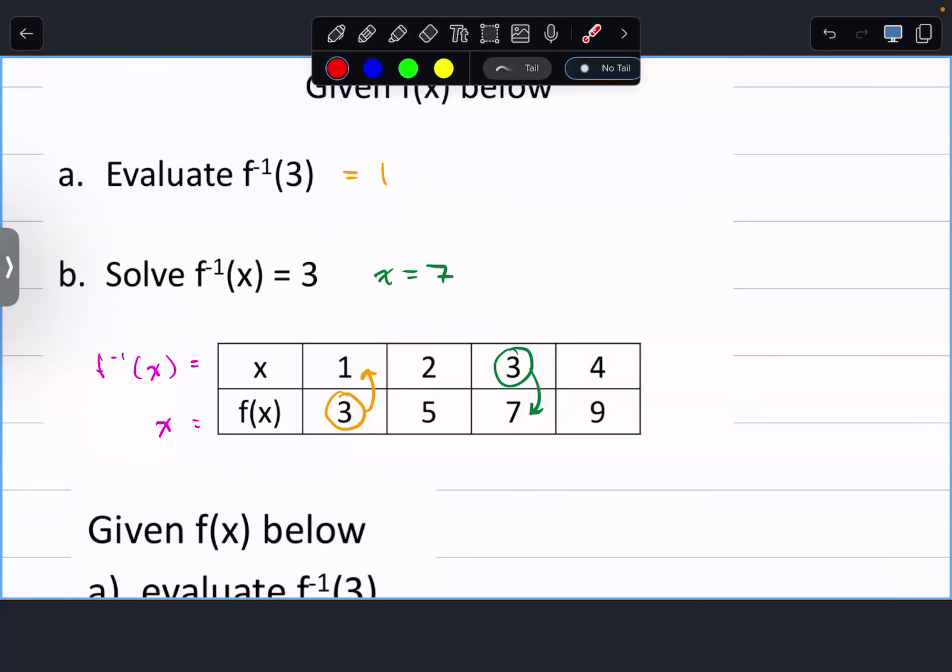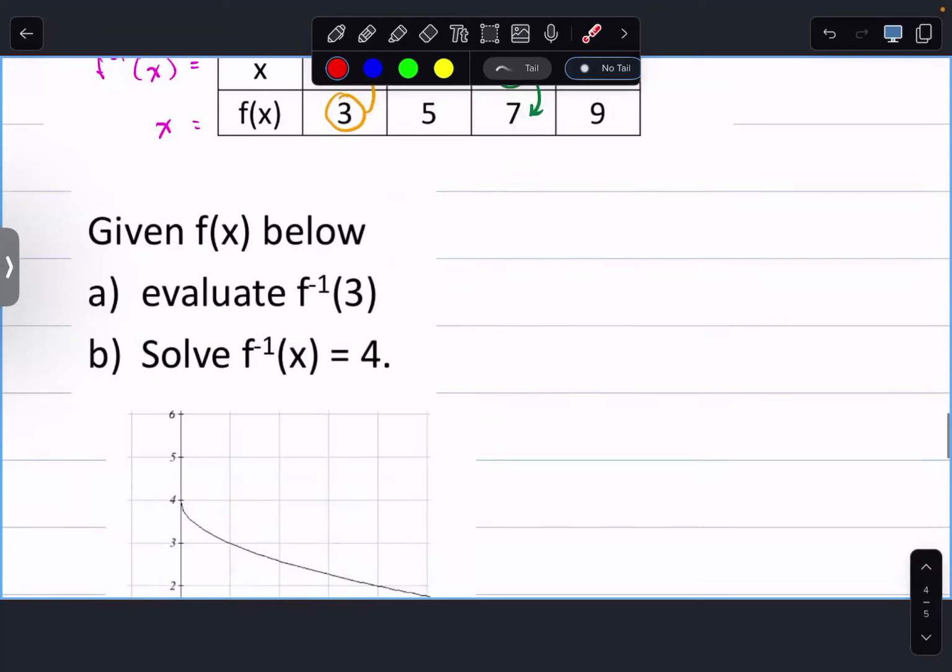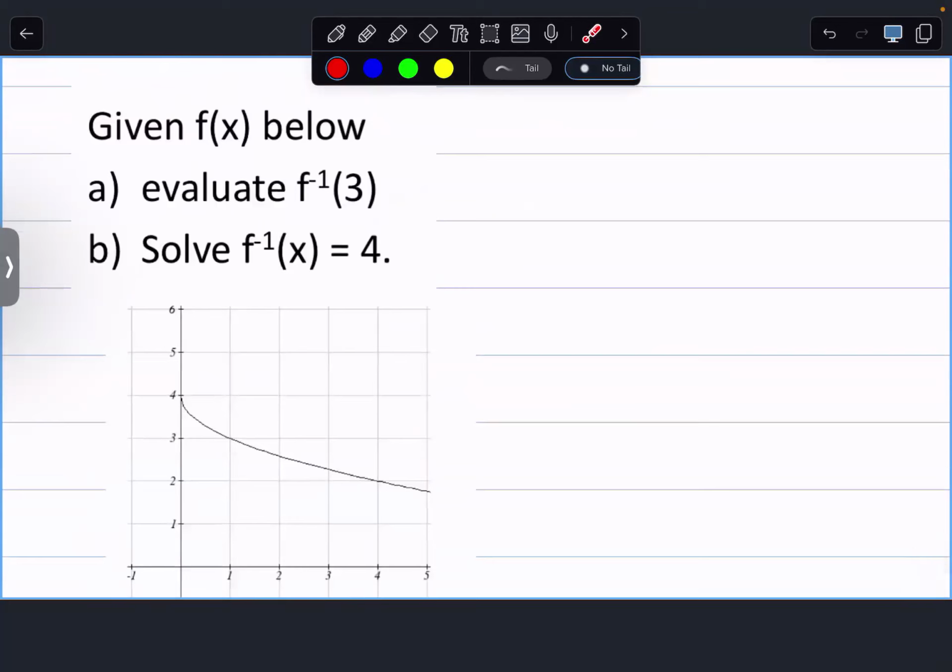So that's working with inverses given a table of functions, or a function as a table, I should say. Now, what if we have it as a graph? First, is this a function? Yes, it's a graph of a function because it passes the vertical line test. But now, is it one-to-one? Yes, it is. It is one-to-one because it passes the horizontal line test, right? I only cross this graph once with each horizontal line that I can draw.